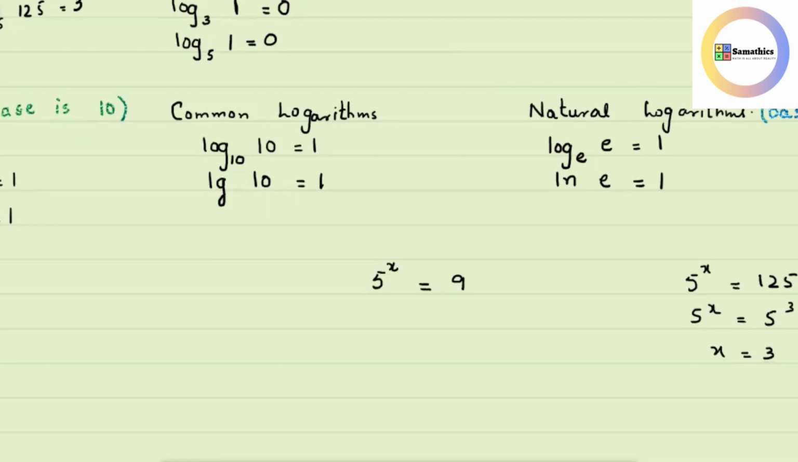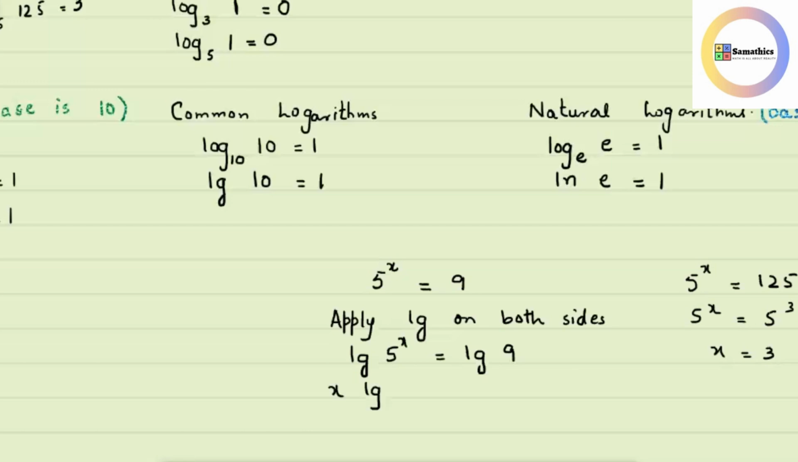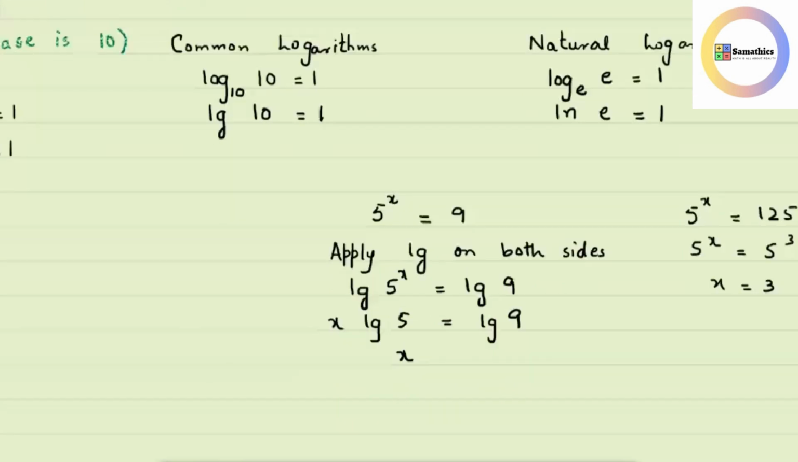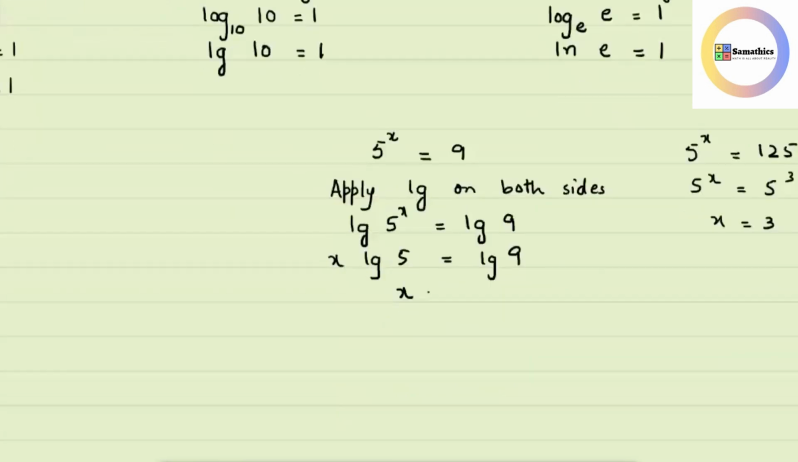In that case, we apply lg on both sides, right? Or you can convert it into log form. Apply lg on both sides. So when we apply lg, it will be lg of 5 to the power x is equal to lg 9. And then x will go before this, so it will become x lg 5 is equal to lg 9, and x is equal to lg 9 upon lg 5.